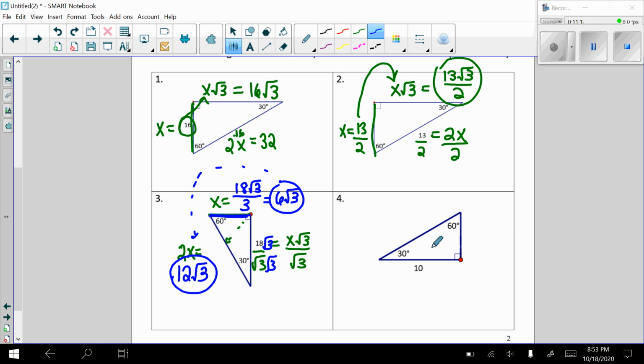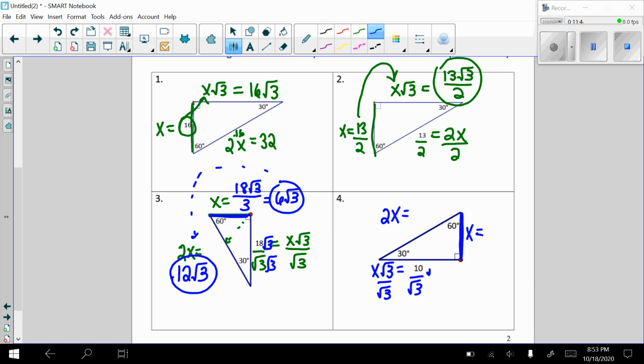Number 4, same routine. So here's our short side. We label that with x. Our hypotenuse will be 2 times x. And the medium side will be x root 3. So as we did before, we will solve for the x value. So we'll divide by root 3.